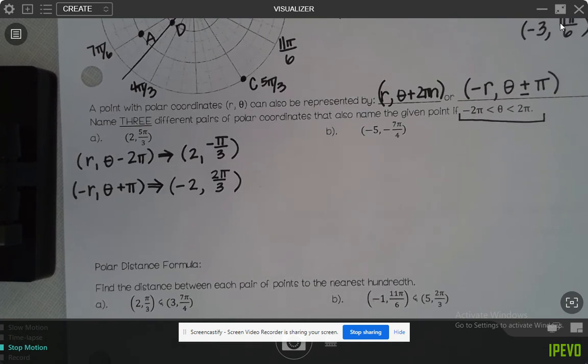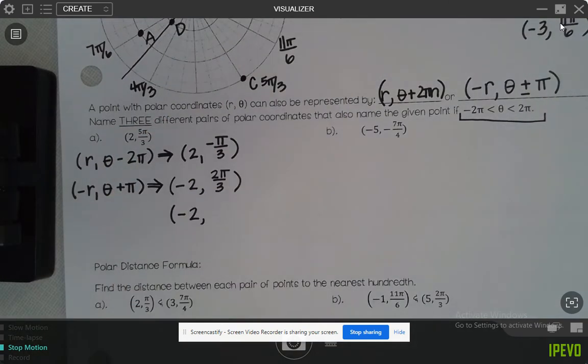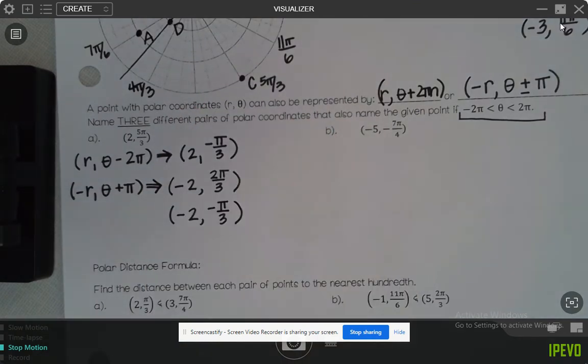I need another one, right? Keep subtracting pi. Negative 2, comma, we'll subtract pi again. Negative pi over 3. Oh, so you just subtracted from each.